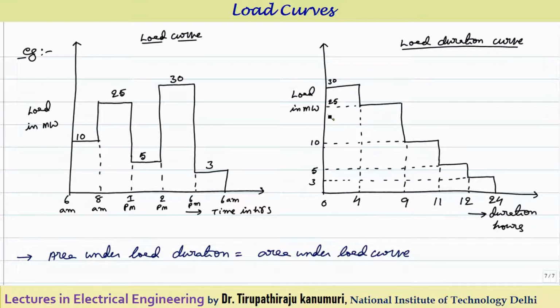Similarly another of 25 megawatt is there for 9 hours duration. 30 megawatt is there for only 4 hour duration. So you can see here particularly this 30 megawatt is only for 4 hours. That means if you design any power plant, we can supply 30 megawatt only for 4 hours. That means it will operate for 4 hours only.